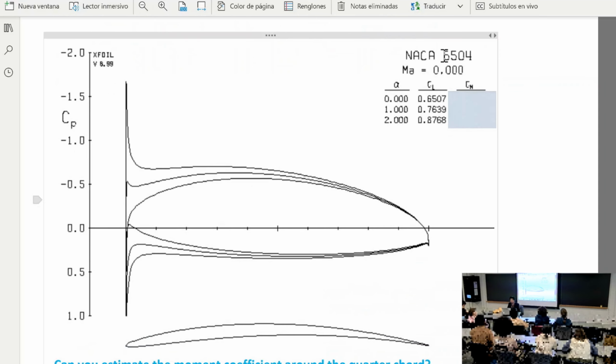If I have a NACA 5504, 04 means the thickness is 4%, very thin, so you expect thin airfoil theory to be pretty good in this case. The second digit is 5, which means the camber is a parabola. And the first 5 means that at the most cambered point, the amount of camber, which is how this point deviates from the line that connects the leading edge to the trailing edge, is 5% of the chord length. Okay, so that's what the airfoil is.